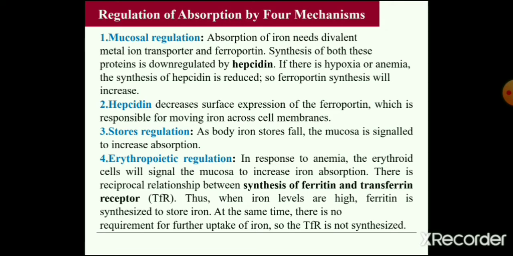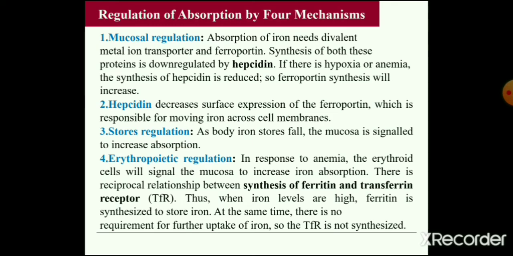Now, how is it regulated? There are methods of regulation. One is mucosal regulation. That is, absorption of iron needs a divalent metal transporter and ferroportin. Ferroportin is from the mucosal cell to the blood, but DMT1 is from the intestinal lumen to the mucosal cell. The synthesis of both these proteins is down regulated by hepcidin. Hepcidin is a polypeptide which is synthesized in the liver when there is enough iron. So whenever there is enough iron in the body, hepcidin will be produced, and hepcidin will down regulate DMT1 and ferroportin. So what happens? The absorption will not take place.